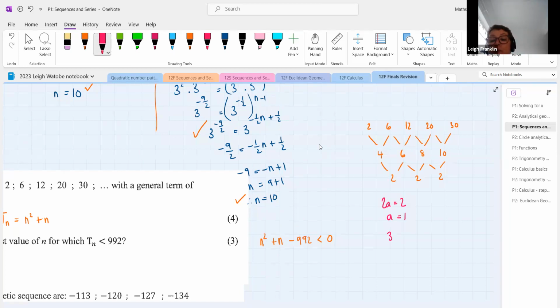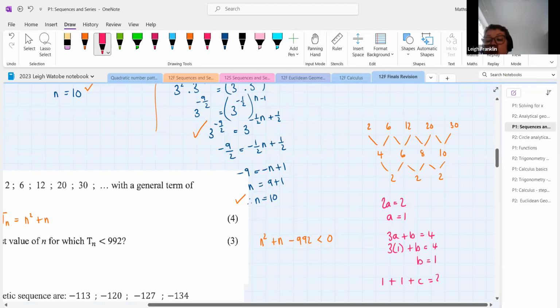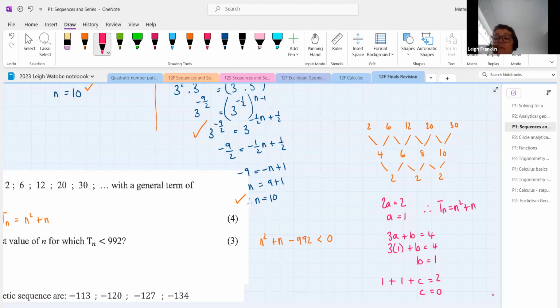Then we're going to use 3a plus b, and we're going to make that equal to the first term in our first difference. So now we can sub in our 1, and that's why b would be equal to 1. And then we're going to do a plus b plus c equals the first term of our quadratic pattern. And that's why c would be equal to 0. So does it make sense now why Tn would be equal to n squared plus 1n?